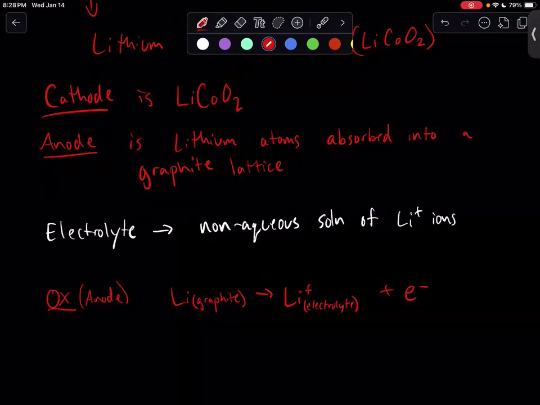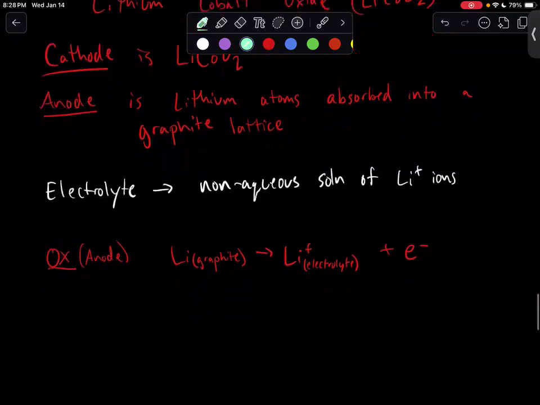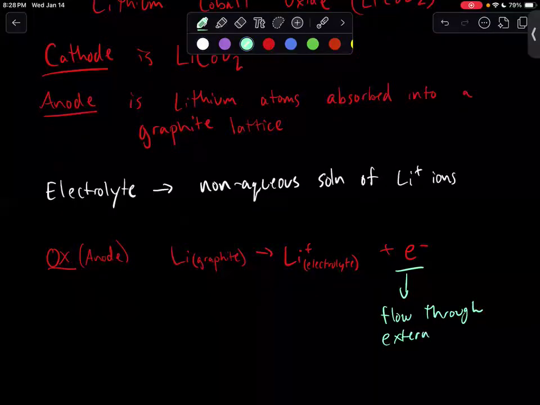Those electrons specifically are going to flow through an external circuit to the cathode. And you know about this. The external circuit is whatever you're putting the batteries in. So those electrons are going to flow through whatever that battery is powering.